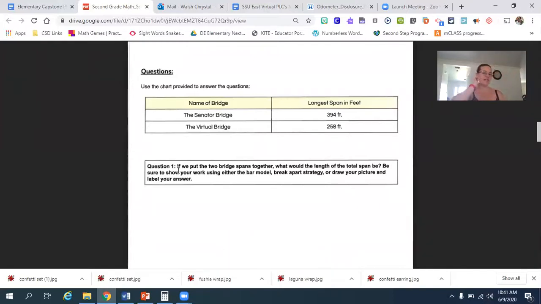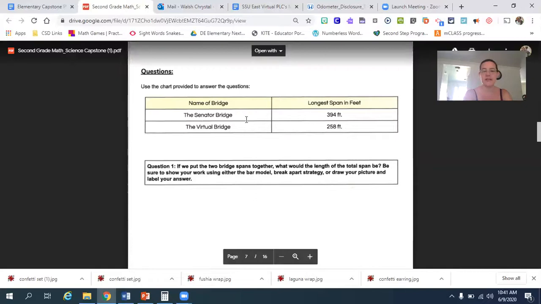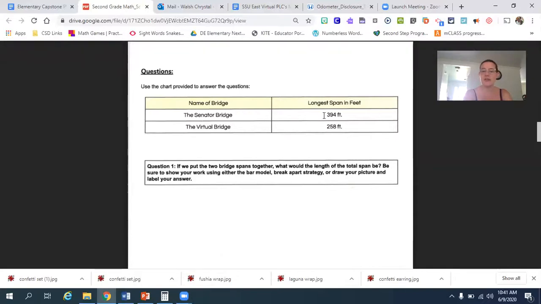So there's a chart here that's going to help you, and they want you to use the chart to help answer your questions, okay? So it's looking at bridges. The Senator Bridge is 390 feet in its longest span. The virtual bridge is 258 feet. We're using this information to solve number 1 and number 2, okay? So I'm going to go through number 1 with you.